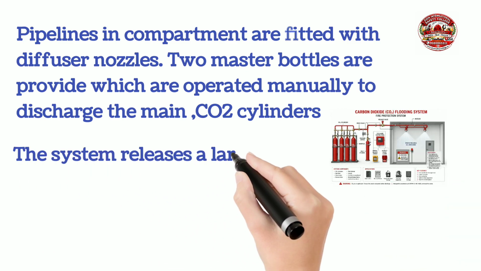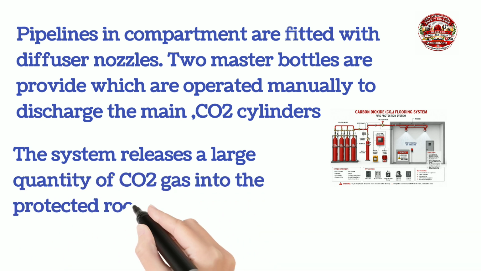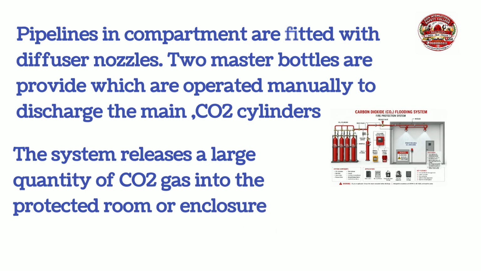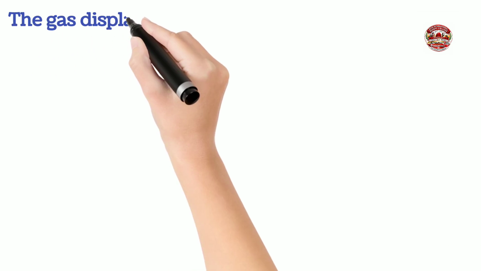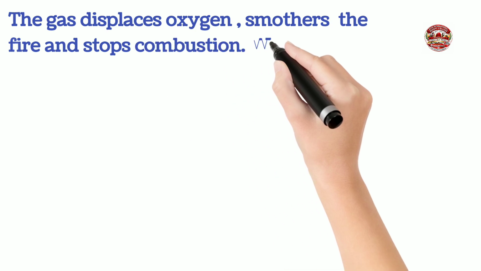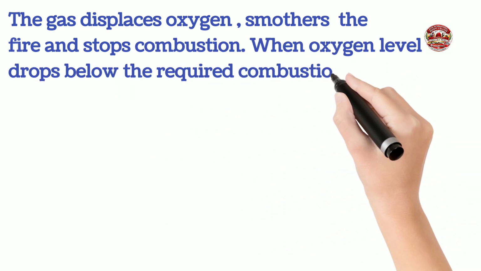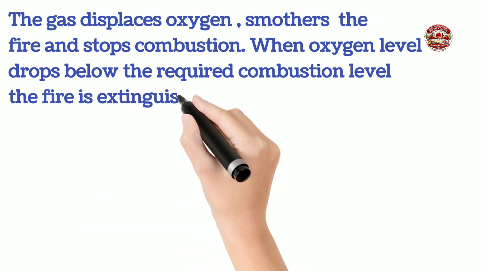The system releases a large quantity of CO2 gas into the protected room or enclosure. The gas displaces oxygen, smothers the fire, and stops combustion. When the oxygen level drops below the required combustion level, the fire is extinguished.